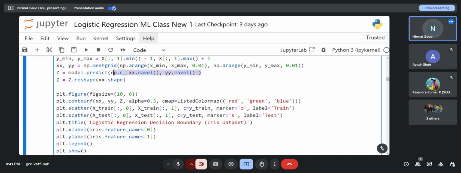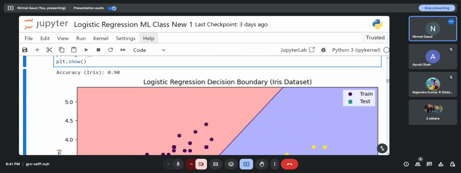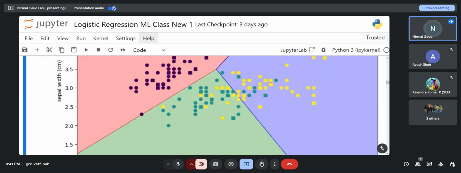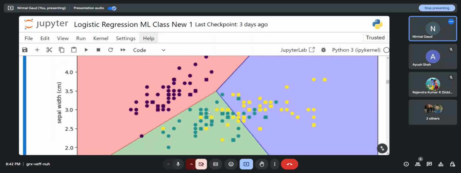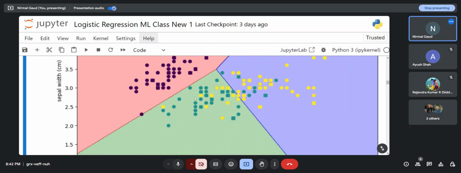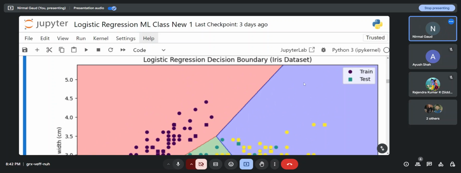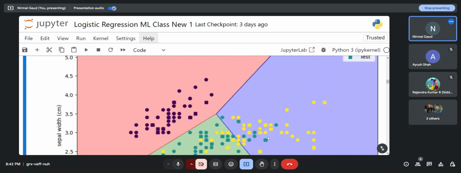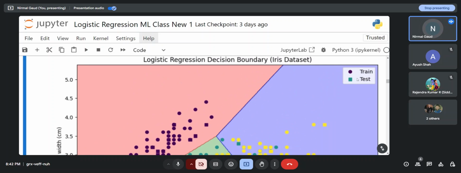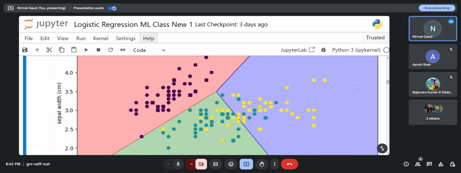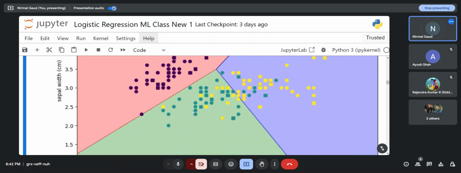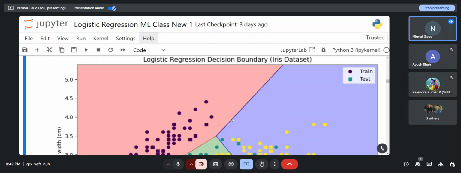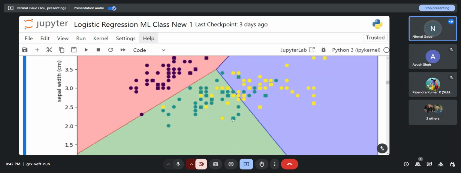So according to this prediction, I guess these boundaries will be created. Okay, here you can see we are having training and the testing data. This purple is your training, and the green one is testing data. So purple and these squares are the test data.